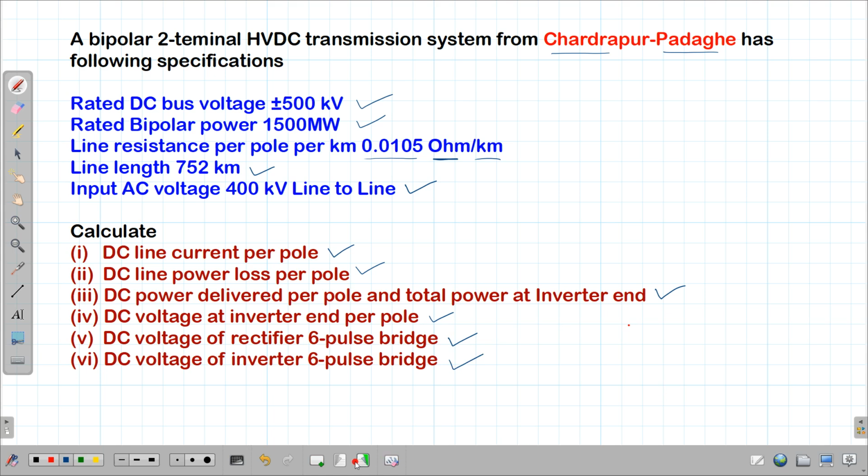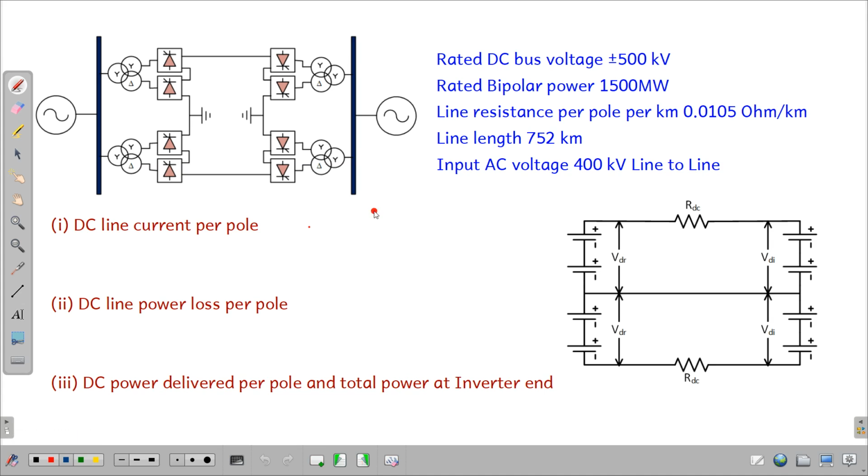Let's see the configuration of our HVDC line. Let this pole be at Chandrapur, the rectifier station, and this station be at Padagi, which is near Mumbai. This line is rated plus 500 kilovolt, and this line is rated minus 500 kilovolt. These voltages are with respect to ground, which is at zero potential. This station is the rectifier station, and this station is the inverter station.